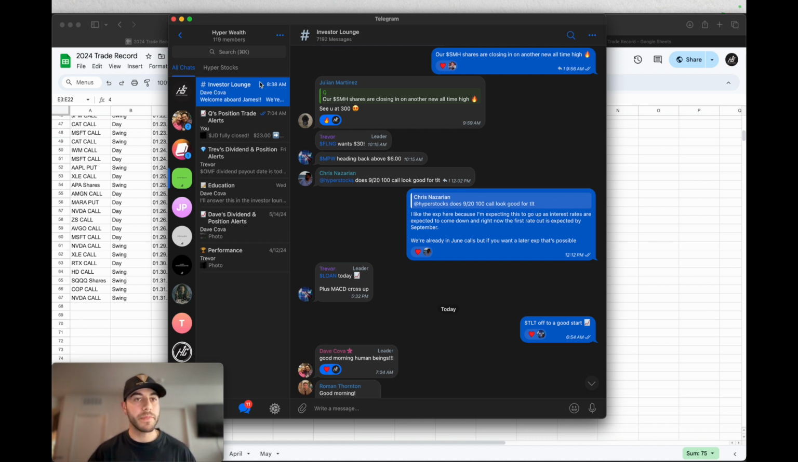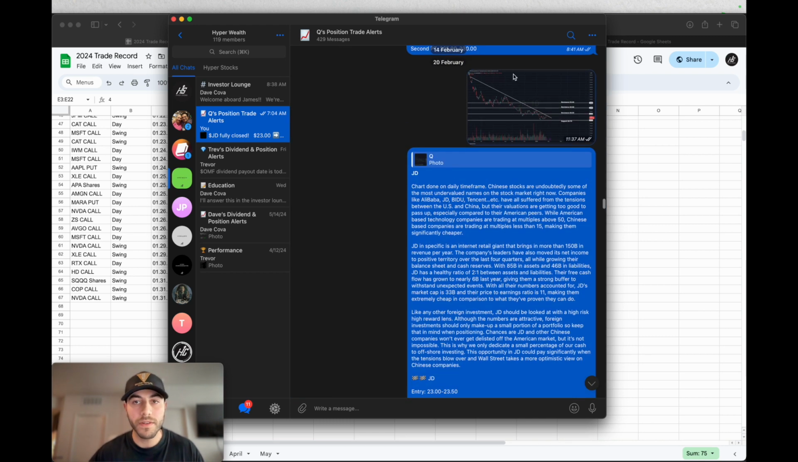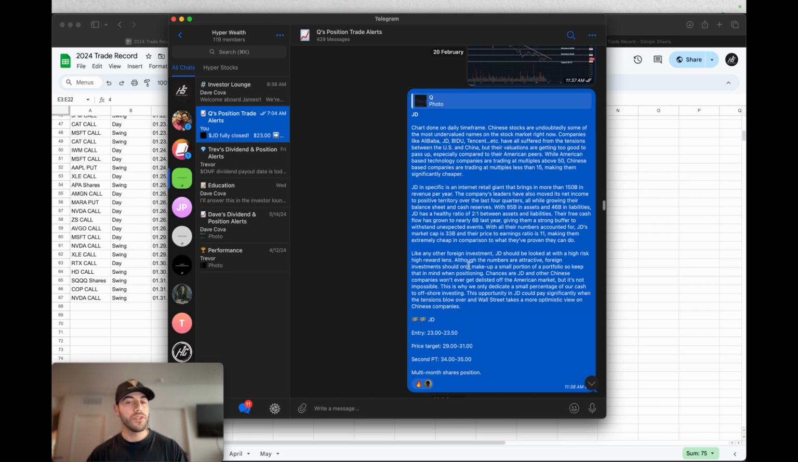Investor Lounge, as mentioned, is the main group where you get to talk and ask questions about all the setups within this group. And then you have Q's position trade alerts. So I'm Q, of course, and these are where I send all my position trade setups. For my position trades, they look something like this. You're always going to get a chart, and then you're going to get 2 to 3 paragraphs explaining why I feel this is a good stock.